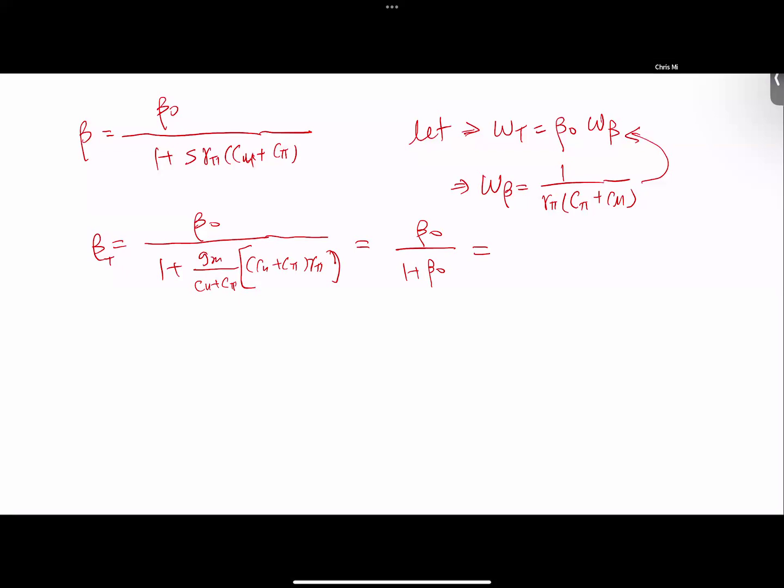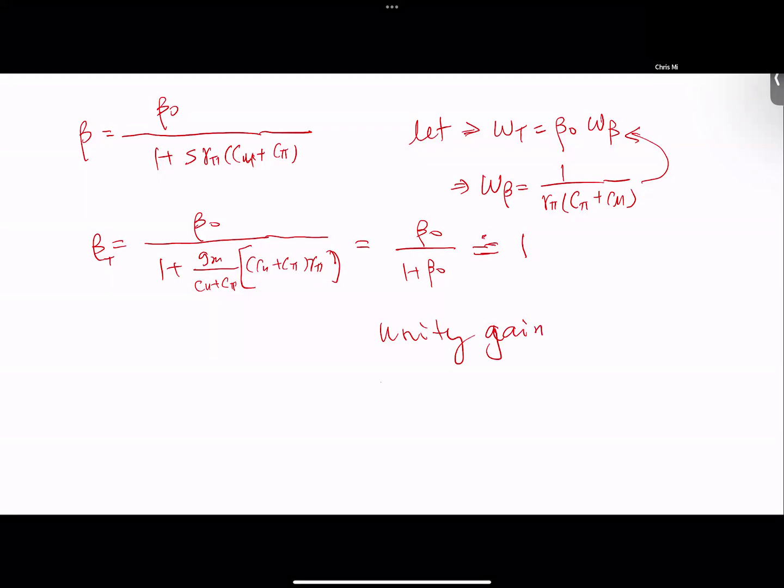Omega T over omega beta is actually equivalent to 1. So this is approximately 1, because beta 0, which is what we used for beta in the beginning, is generally about 100. So 100 over 100 is approximately 1. This is why we call it unity gain.